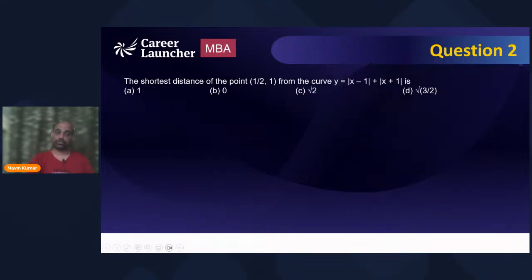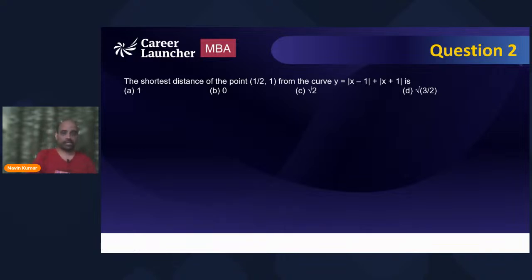So next question, which is very similar to this. It is a question related to modulus, but here we do not have to find the area, but rather the distance of a point from this particular graph. The way we have solved before, exactly what we are going to do here.